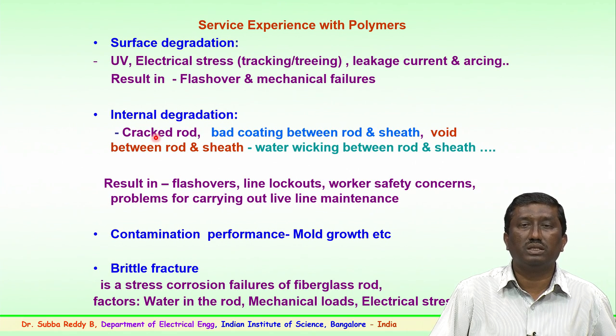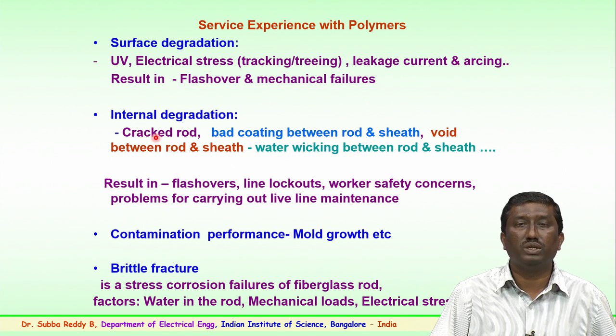So, the result is that flashovers, sometimes temporary or continuous, could happen, with line lockouts or blackouts, or the line may give way. So, workers' safety concerns are very important. In case of failures, it should not lead to safety concerns, particularly for our people who are carrying out live line maintenance. So, it is very important that internal degradation and surface degradation are seen and addressed.